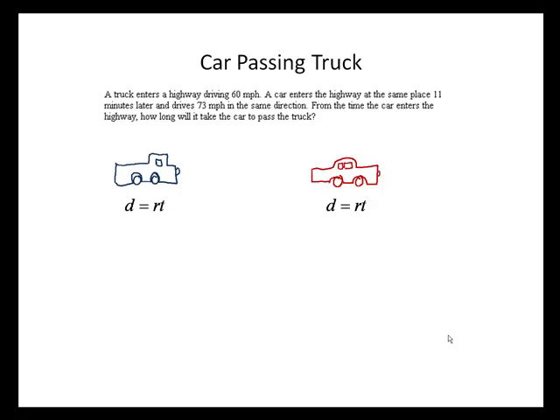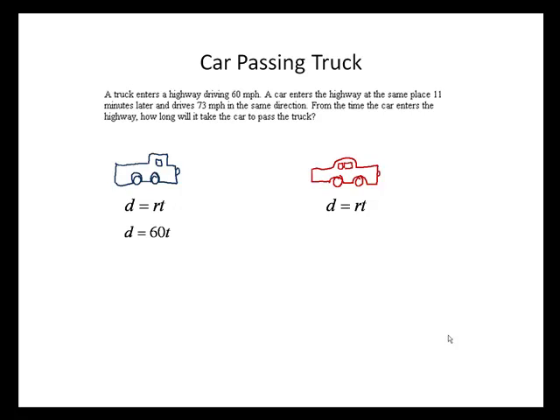So let's look first of all at what we know about the truck. In looking at the distance formula, are there any values I could plug in? Well, I don't know how far he's traveled, and I don't know how long he's traveled. But the one piece of information I do know is that he's traveling at 60 miles per hour. That's his rate. So let's plug that in.